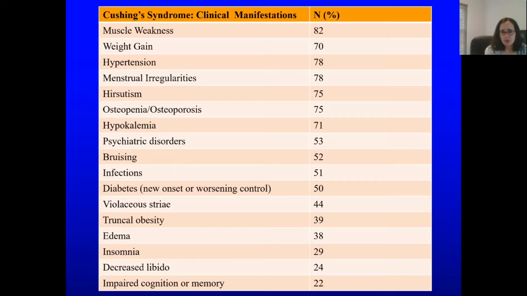We often think of dark purple or dark red stretch marks. Only 44% of people present with that. So just because you don't have dark red stretch marks doesn't mean you don't have Cushing's. Decreased libido, impaired cognition and memory. I also want to point out these are presenting symptoms, but also think about the number of patients that you have with each of these conditions or concerns that doesn't have Cushing's. So there's a lot of overlap in the general population as well.